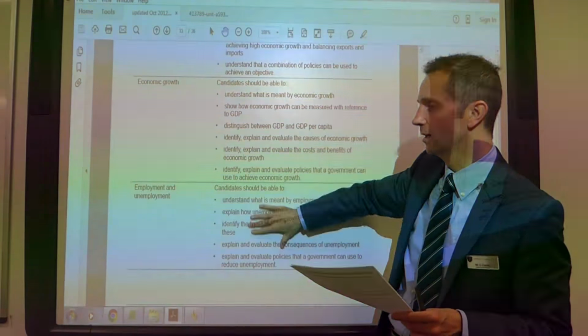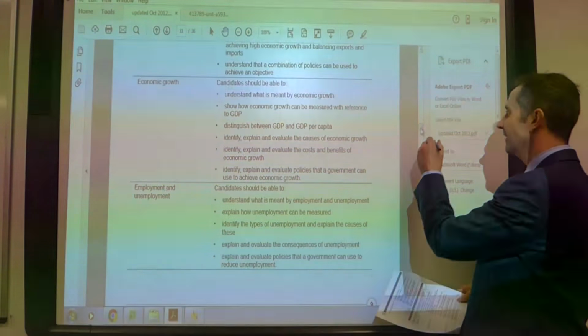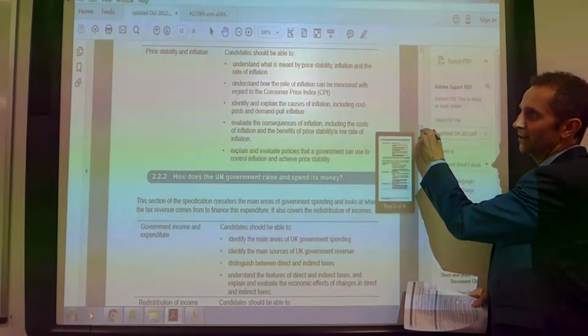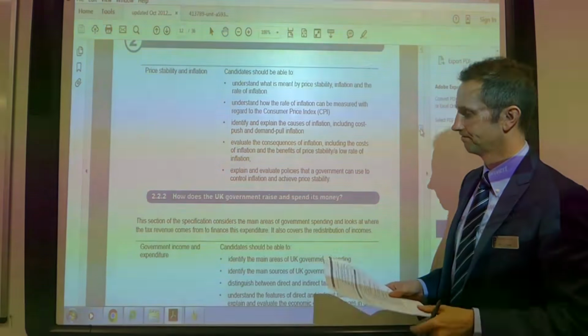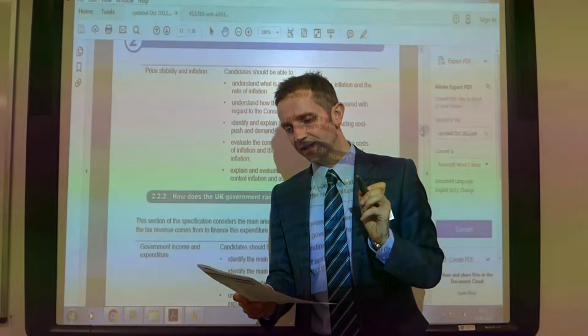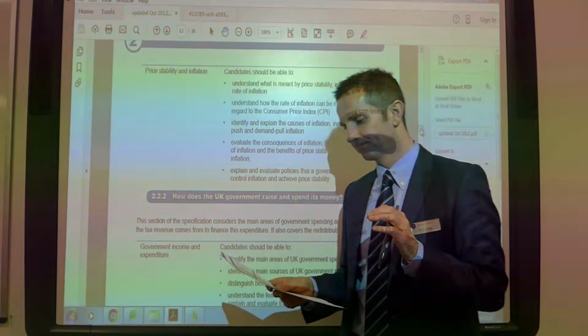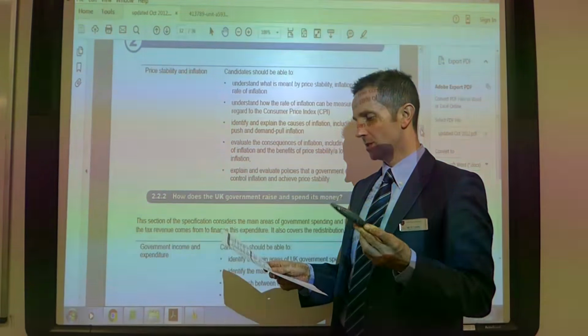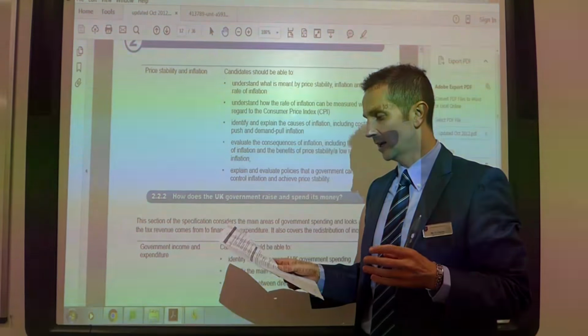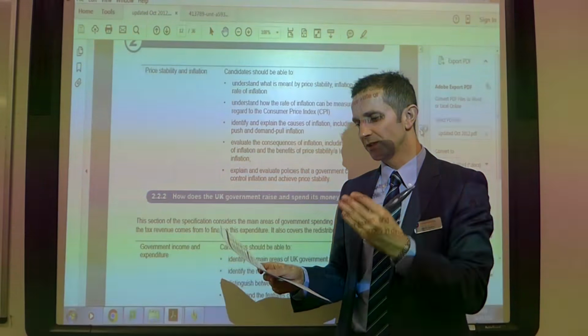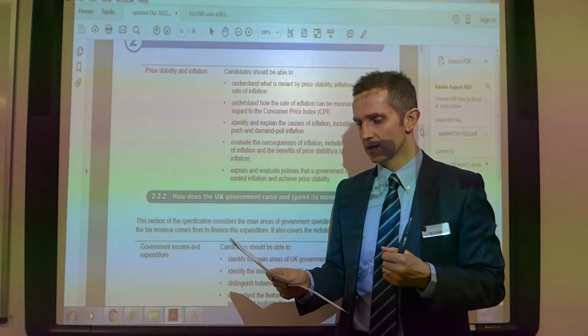There's one final section under here, which is hiding sneakily, ladies and gentlemen. On the next page, there it is, price stability. Now, what's been asked here on price stability? Number 1, what's meant by price stability? And inflation, that's been asked. What's the CPI? That's been asked before.